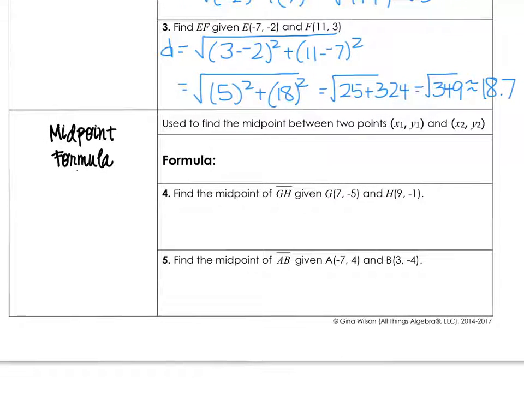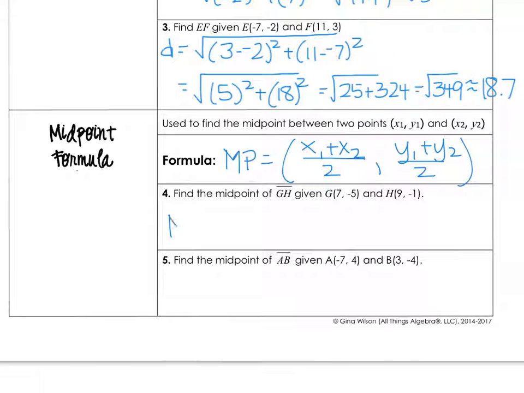Okay, and then let's do some midpoint. The midpoint between 2 points on a coordinate plane. Okay, we're just going to use the formula, which is midpoint equals the average of the x coordinates. So you take your x coordinates, add them together, divide by 2, and then do the same thing for your y coordinates. Add them together, divide by 2. And it's an ordered pair.